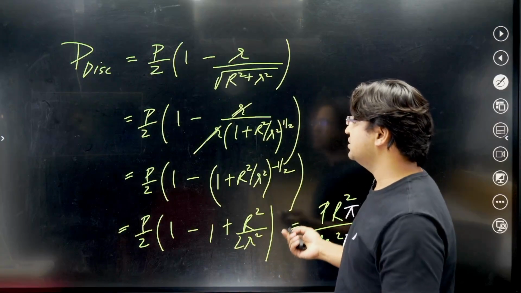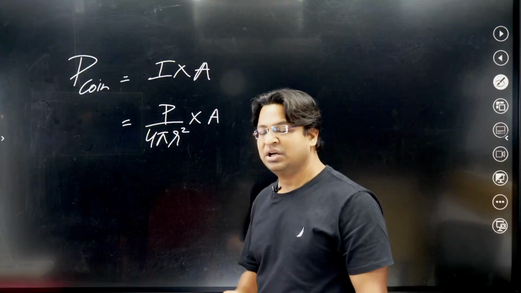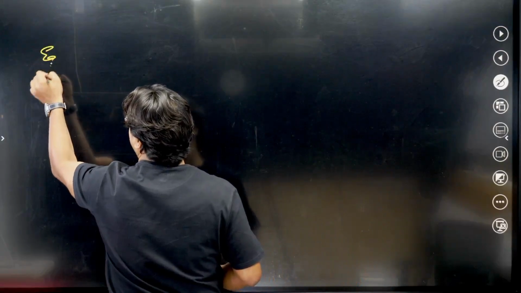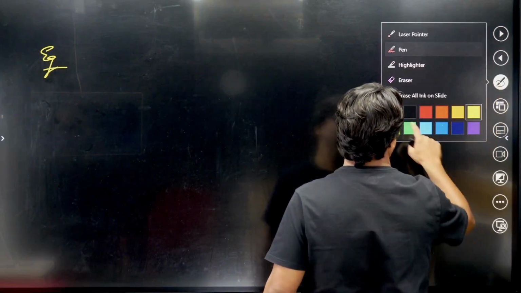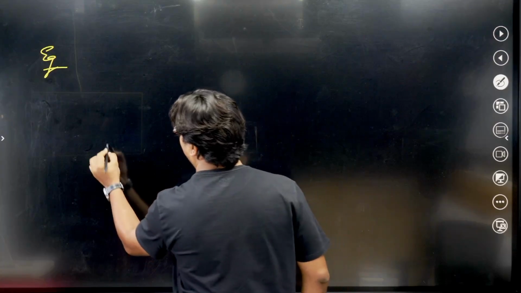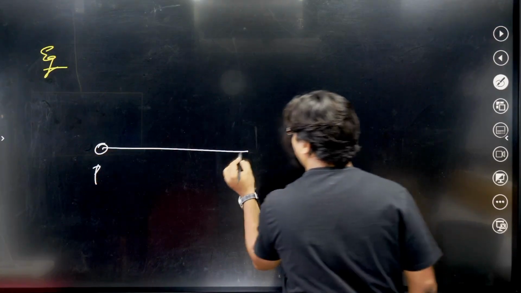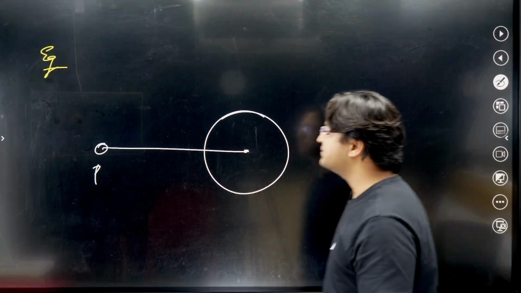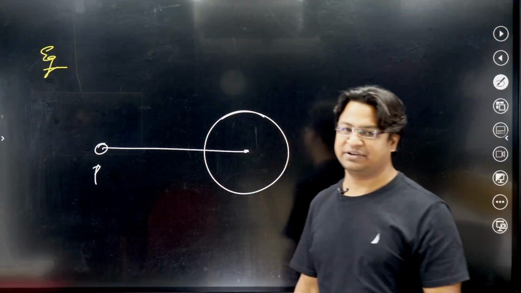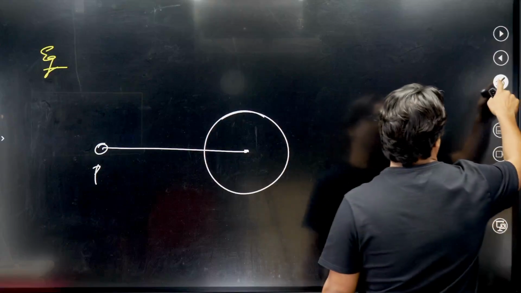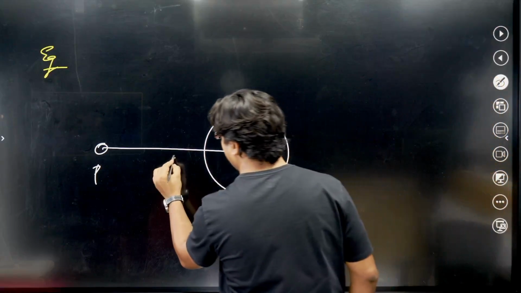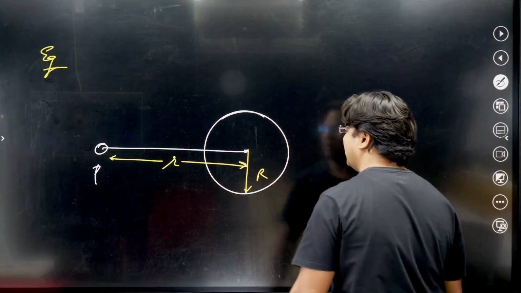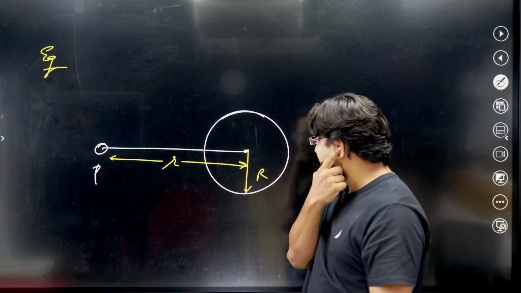Guys, this situation is used a lot in framing questions, especially in photoelectric effect. For practice sake, let's do an example. Think about this. A point source is kept here, power is P, and then there is a sphere here. I want to know how much power will be incident on the sphere. This distance is R, this radius is capital R. I want to know how much power would be incident on this sphere.